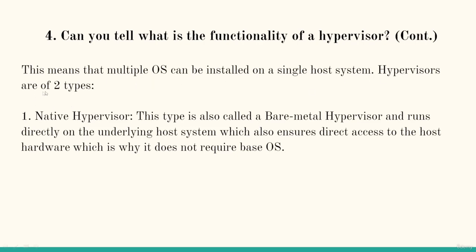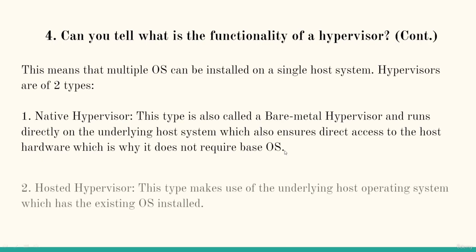Hypervisors are of two types. First, the native hypervisor. This type is also called a bare metal hypervisor and runs directly on the underlying host system, which also ensures direct access to the host hardware, which is why it doesn't require a base OS. The second type is the hosted hypervisor. This type makes use of the underlying host operating system, which has the existing OS installed.